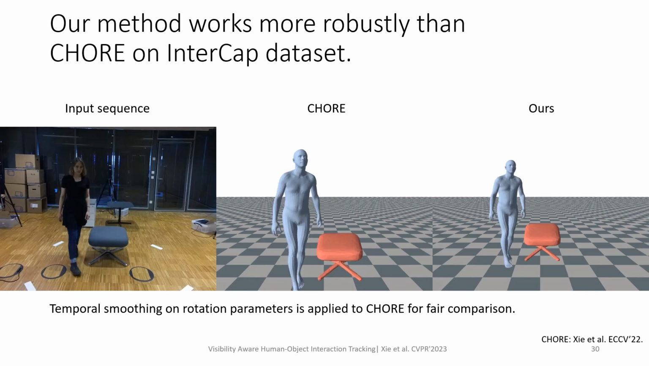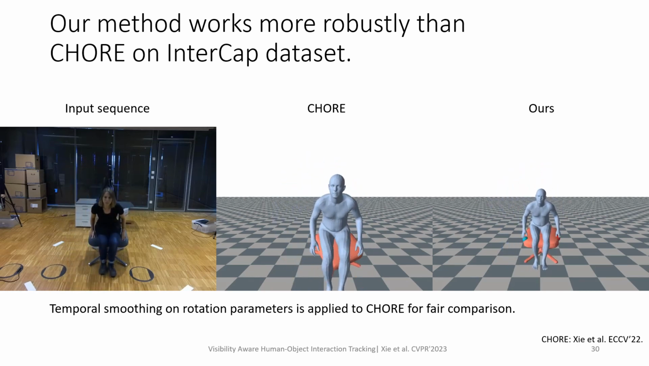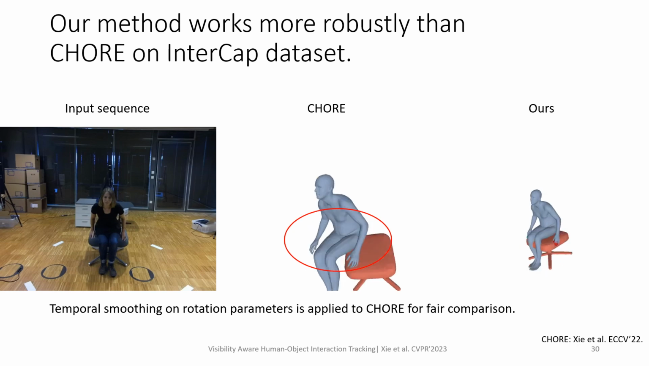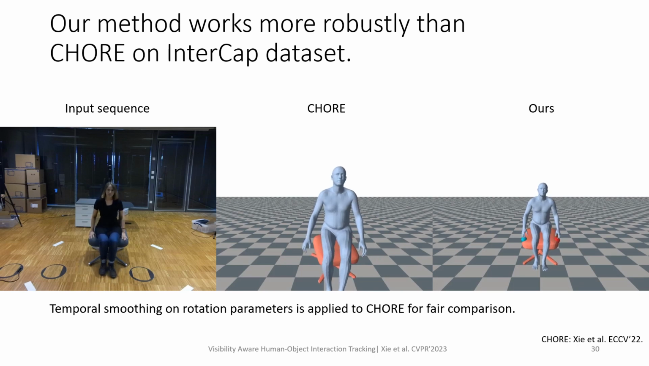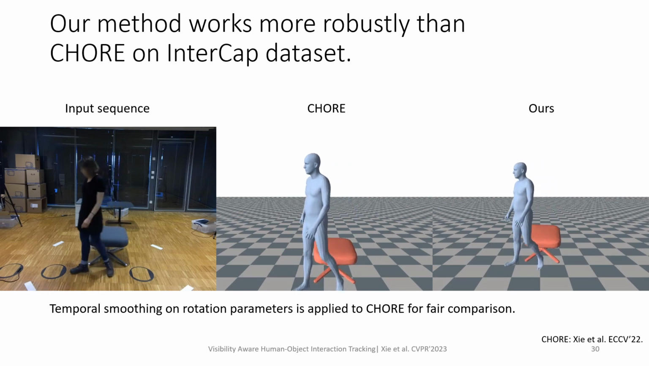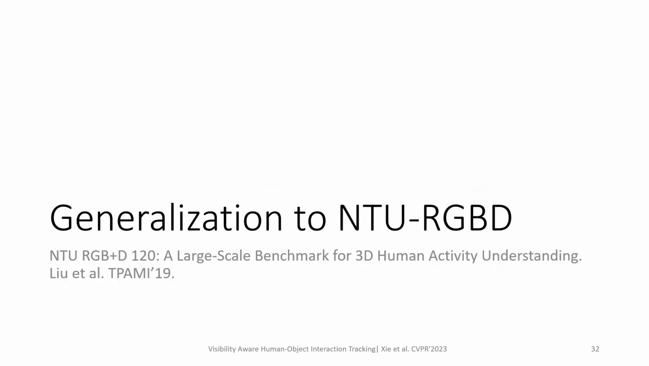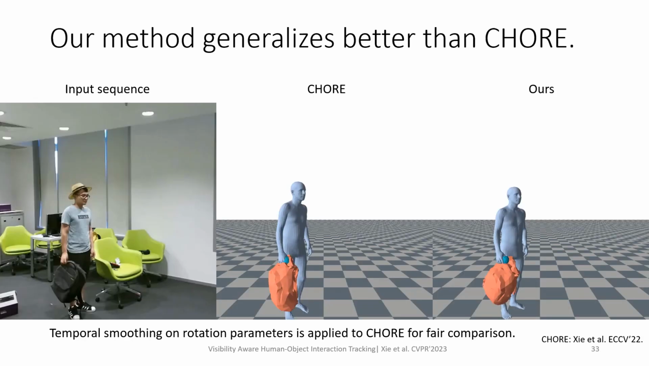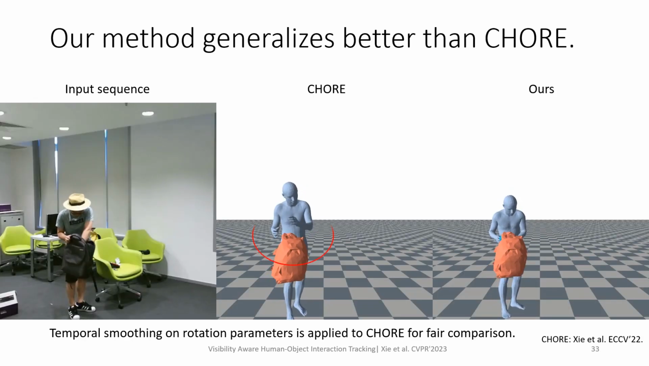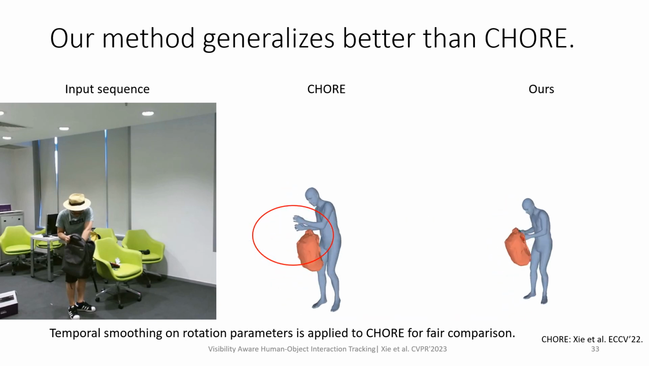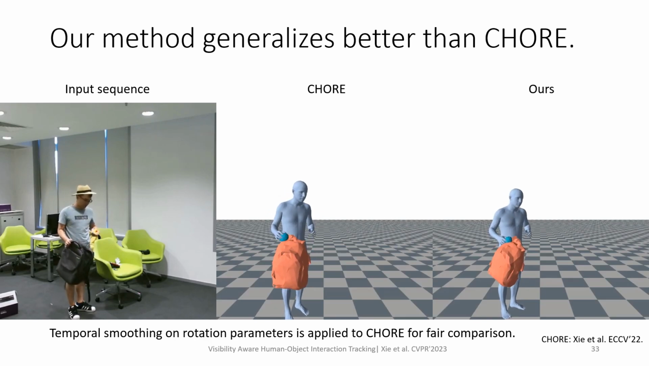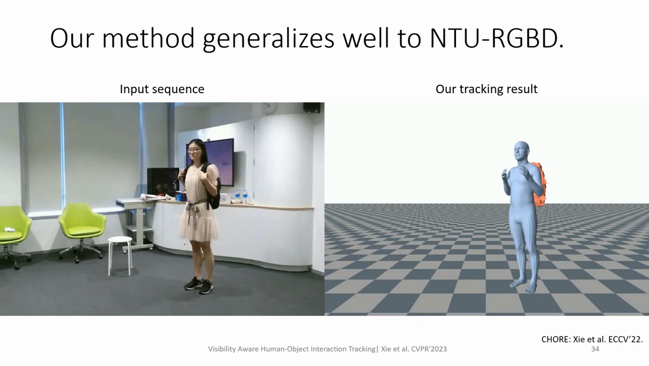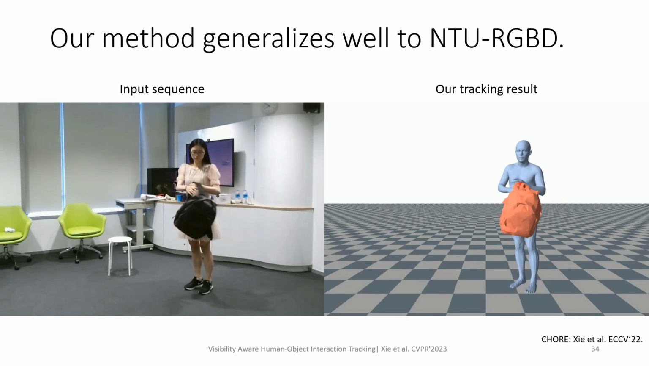Next, we show results from the InterCap dataset. We can see the chair pose is not predicted correctly by CHORE when it is occluded, and the 3D contact reconstruction is not coherent. Our method tracks the seating interaction more accurately. Our method generalizes well to another dataset without network fine-tuning. It can be seen that CHORE is not stable and does not capture the realistic contact between the human and the backpack. Our method is more coherent along the full sequence. We show more results from our method on the NTU RGB-D dataset.